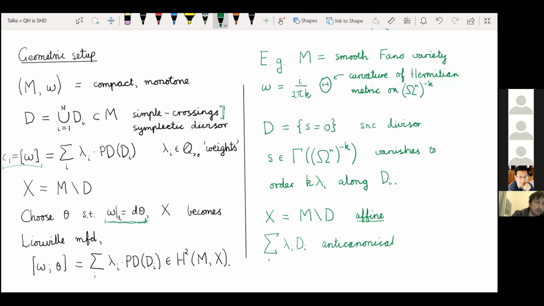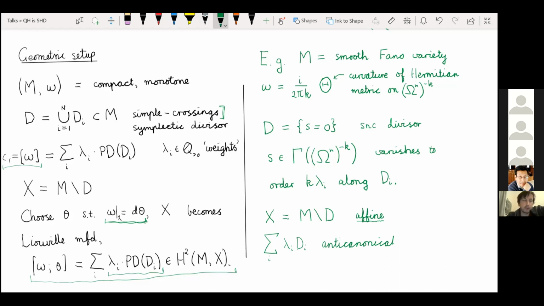And we can place a restriction that the cohomology class in relative cohomology of M relative to X is given by this corresponding combination of Poincare dual classes of Di.